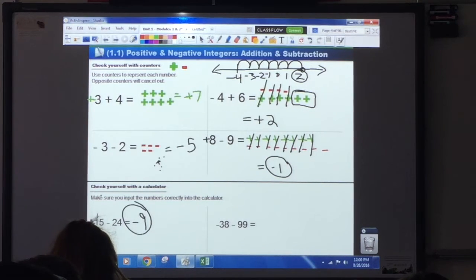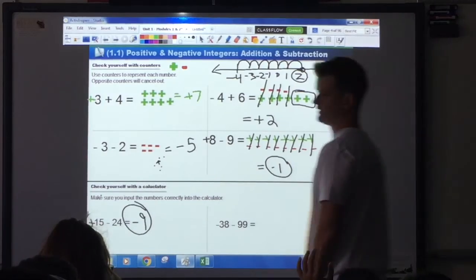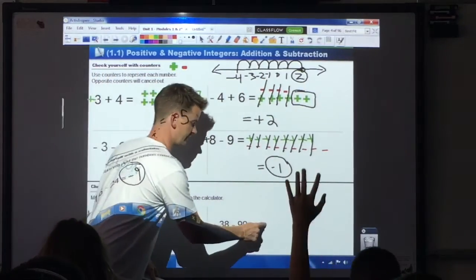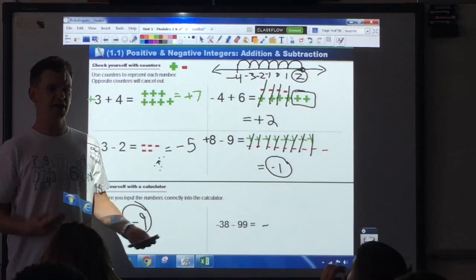51. It's not 51. Remember the rule. Same sign, add and keep. Negative. Do they have the same sign? Yes. So my answer is going to be negative. I keep the sign. Then you just add 38 and 99.